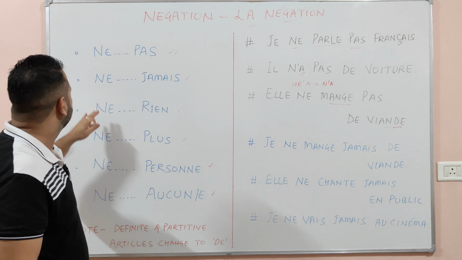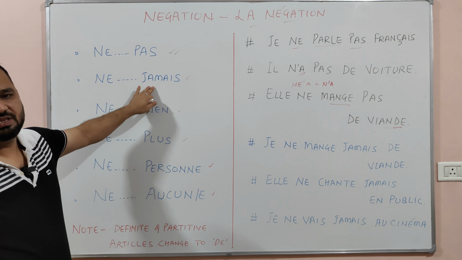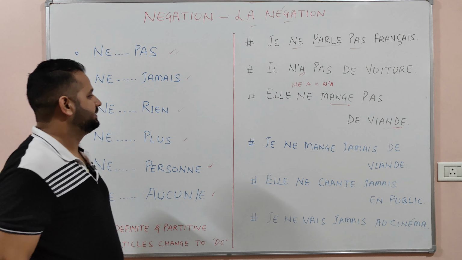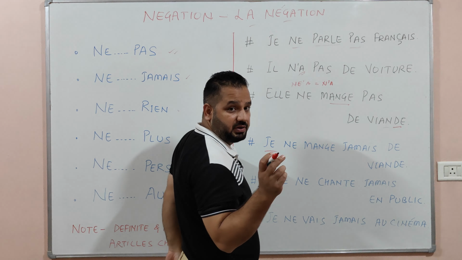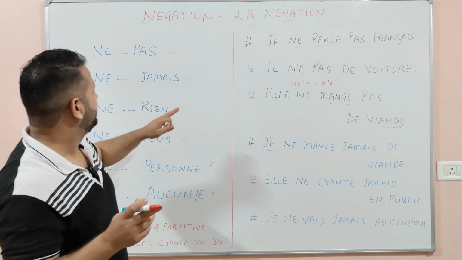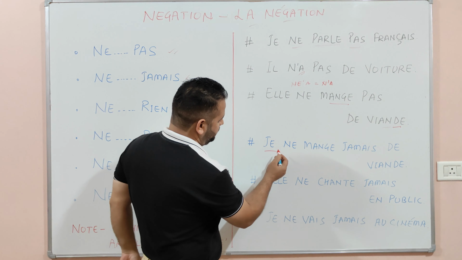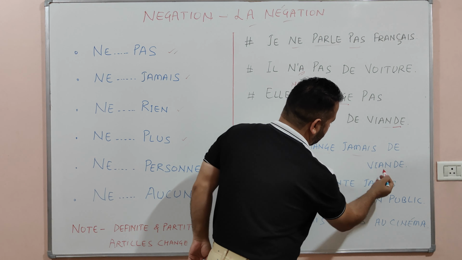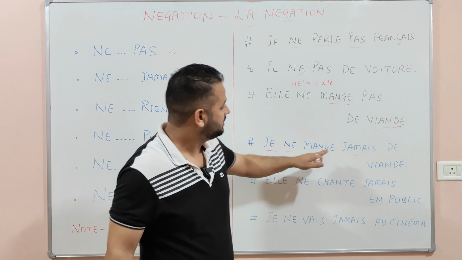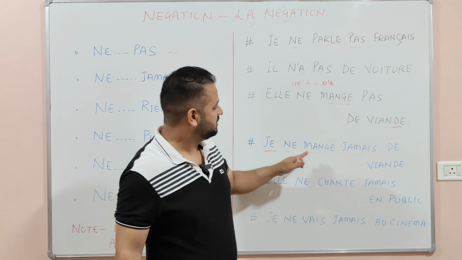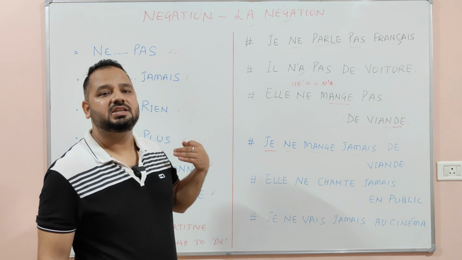Okay. Let's move to the second one. Ne jamais, which means never. Let's take a few examples. The rule will remain the same. Now we need to sandwich the verb with ne and jamais. Je ne mange jamais de viande. Mange is a verb which we sandwich with ne and jamais. I never eat meat.